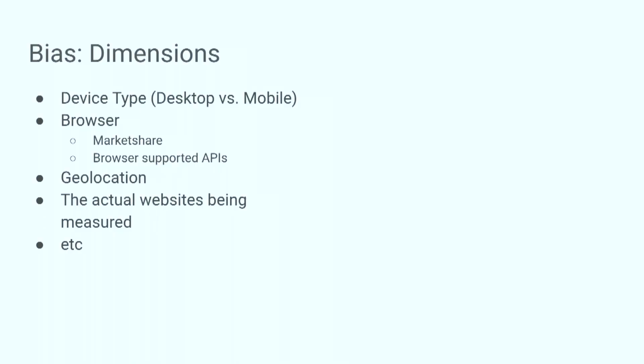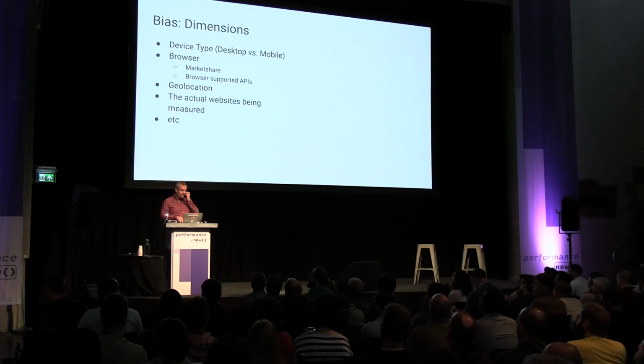All data has dimensions. Dimensions are ways of slicing and dicing the data. So what browser it is, or what device type it is, or what geolocation it is. And depending on the data that's presented to you, you need to understand where that data is coming from and what aspects you're looking at.